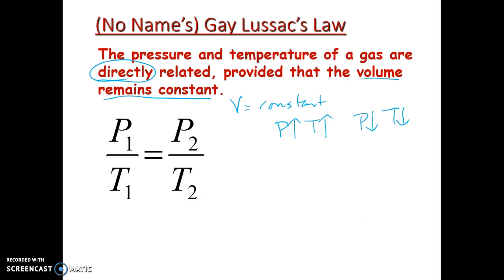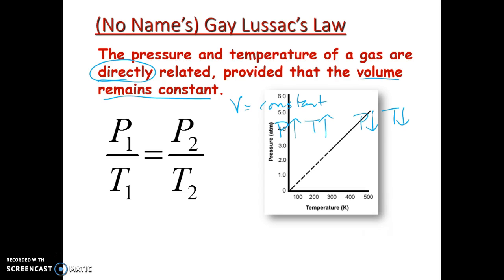Also, what should the graph look like according to what we just saw? Inverse is a curve. The direct relationship was a straight line. So should this be a curve or a straight line? You're absolutely right. It should be a straight line. And there it is.